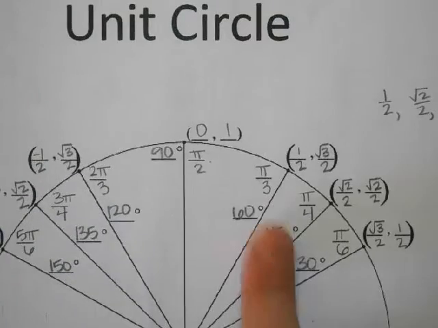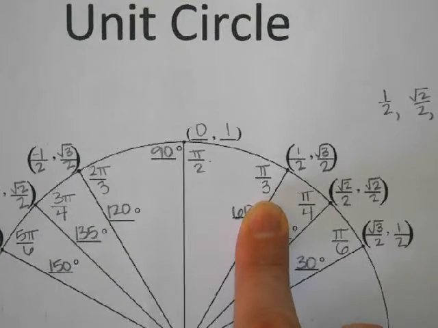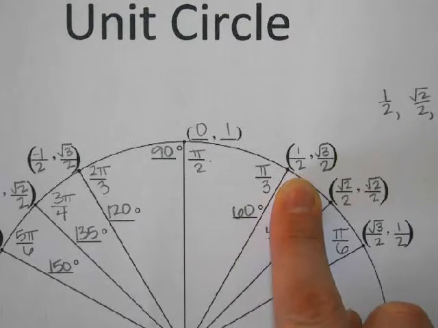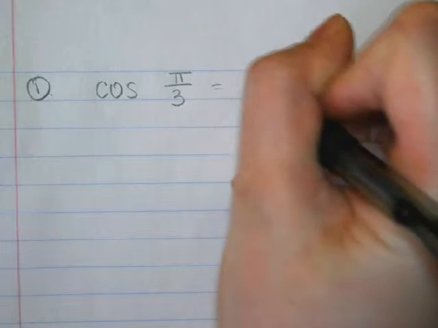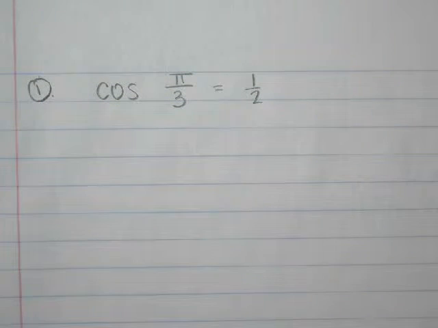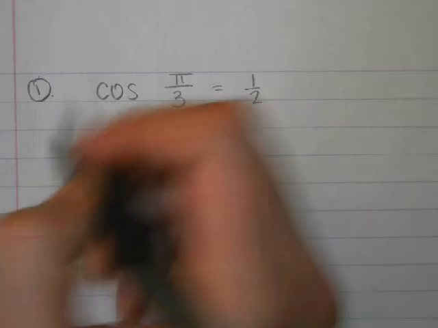All right, so with cos, we always look at the x-coordinate. So first we have to locate pi thirds. And then we see the x-coordinate is 1/2. So I could write cos of pi thirds equals 1/2. Or you could just write 1/2, but you cannot write cos 1/2 because that's technically wrong.